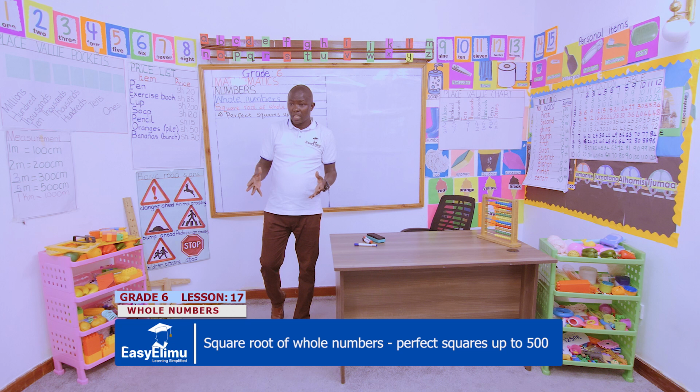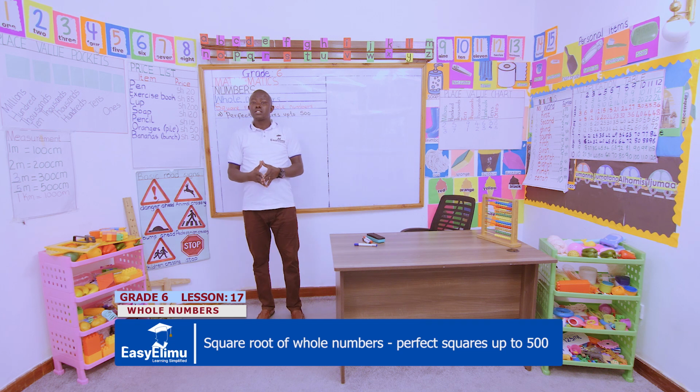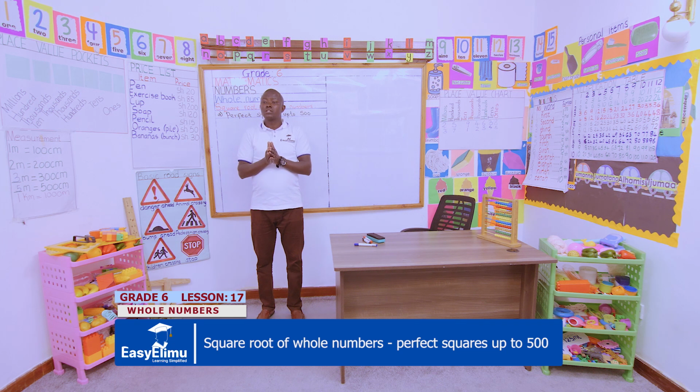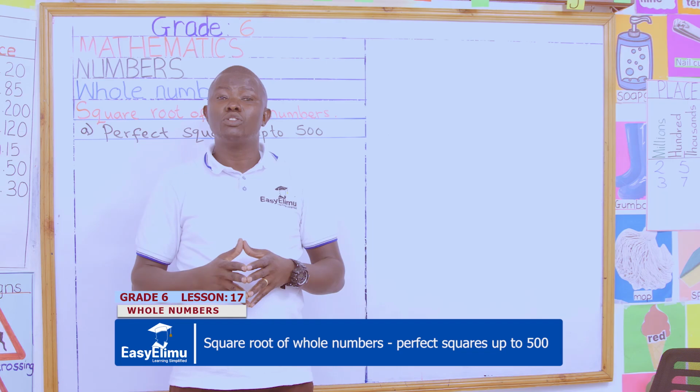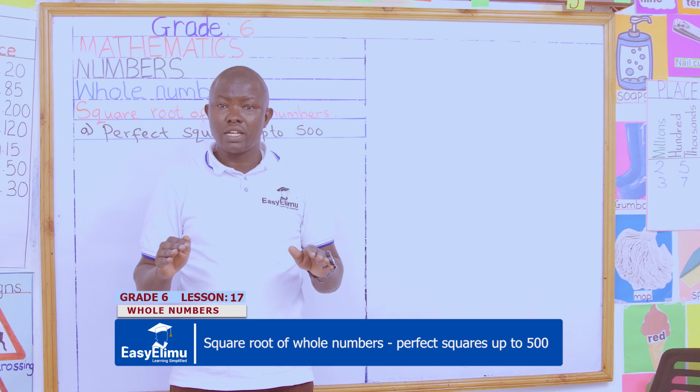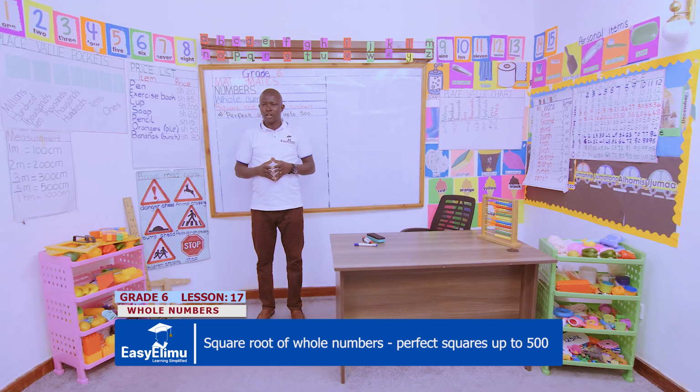What do I mean by saying perfect squares? It is when you use a whole number and it gives you a perfect square without a remainder. There's nothing remaining. It is a perfect square.